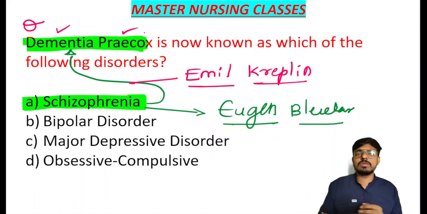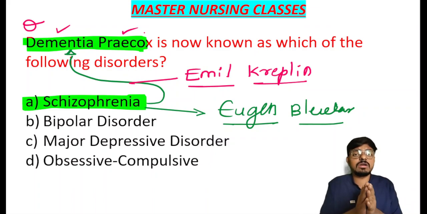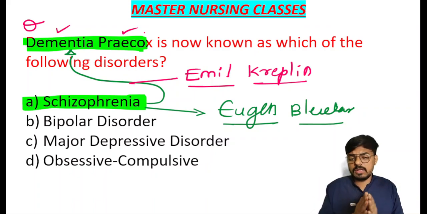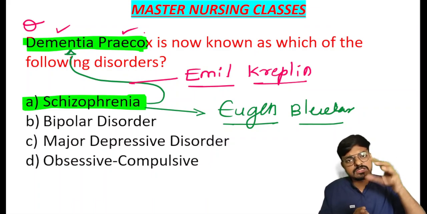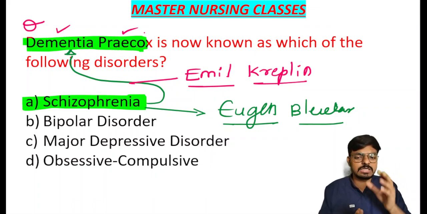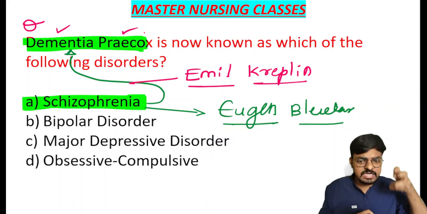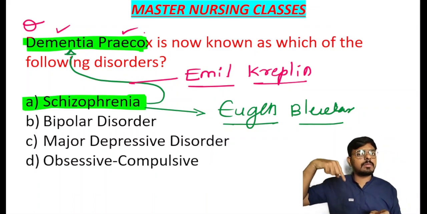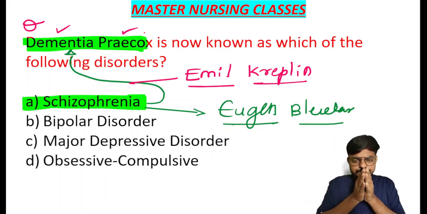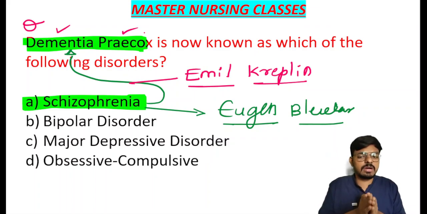But afterwards Eugen Bleuler came. He said this is not dementia praecox. This is an independent, separate disorder called schizophrenia, and this is the major mental disorder in psychiatry. Very importantly, everything related to schizophrenia we will study before our exams, so don't worry. Now I think the question is very clear. The word schizophrenia was discovered by Eugen Bleuler, and Emil Kraepelin previously named schizophrenia as dementia praecox. Now dementia praecox is called schizophrenia. Hope the concept is clear.